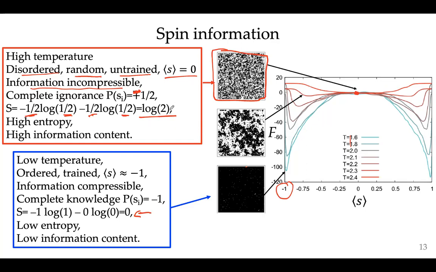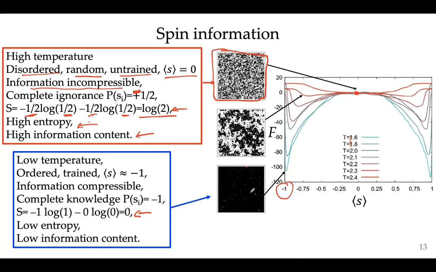This is actually the maximum that can be for one spin. So it's a high entropy case, and that also means there's high information content. Okay, what about the low temperature?